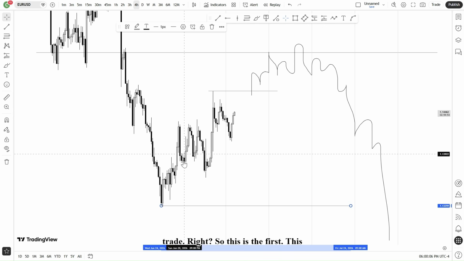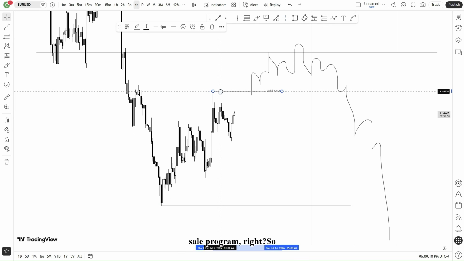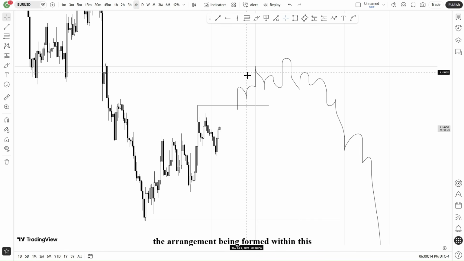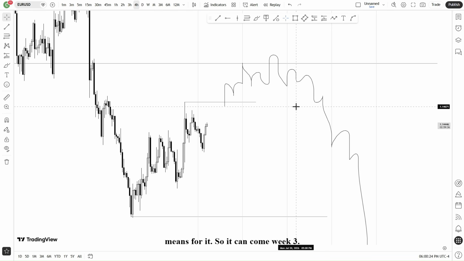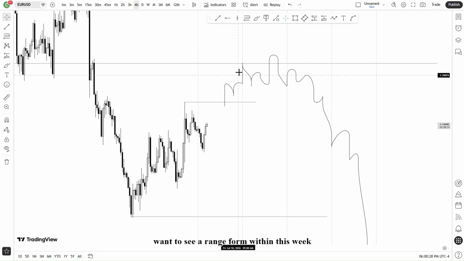Right. So this is the buy side of the curve for an incoming sell program. So guys, let's see how it goes. I'm expecting a range being formed within this week. The high of this week will not automatically be the high until the time meant for manipulation. That's the time meant for it. So it can come week three, but I'm not expecting week one because I want to see a range form within this week and a manipulation slash order pairing. There has to be an order pairing from the current range, from the current timed range.